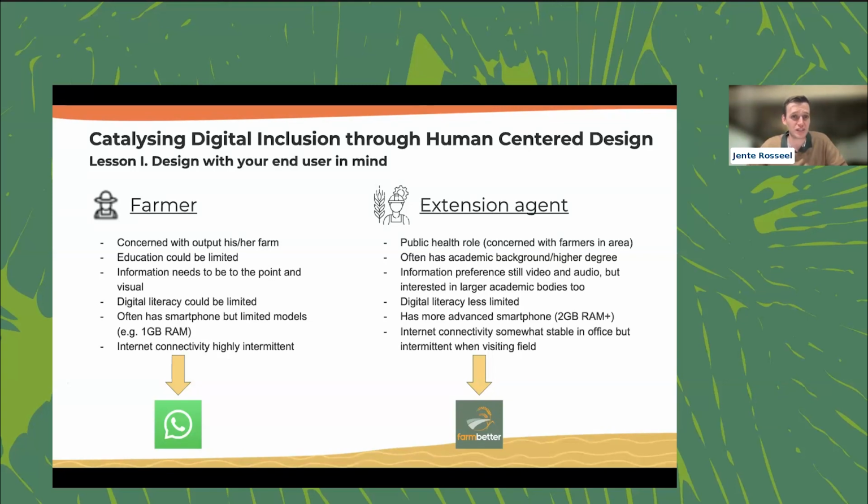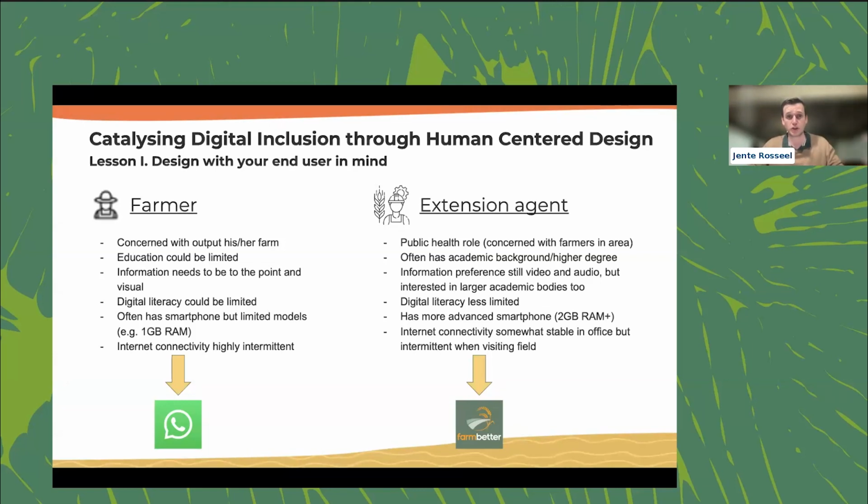In most cases of the farmers, we found that the education they had was more limited than for extension agents. Extension agents often had an academic background and a higher degree, whereas farmers sometimes didn't have that. And with the way in which they engaged with the knowledge of the agricultural best practices, which are translated for the farmers and explained, they needed much more visual information, whereas an extension agent could process more text-driven, larger texts, more difficult words, again because of that academic background in agronomy.